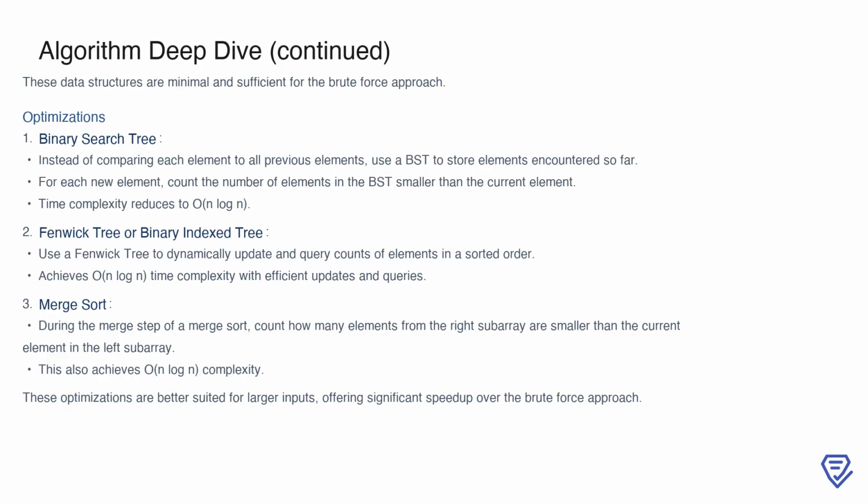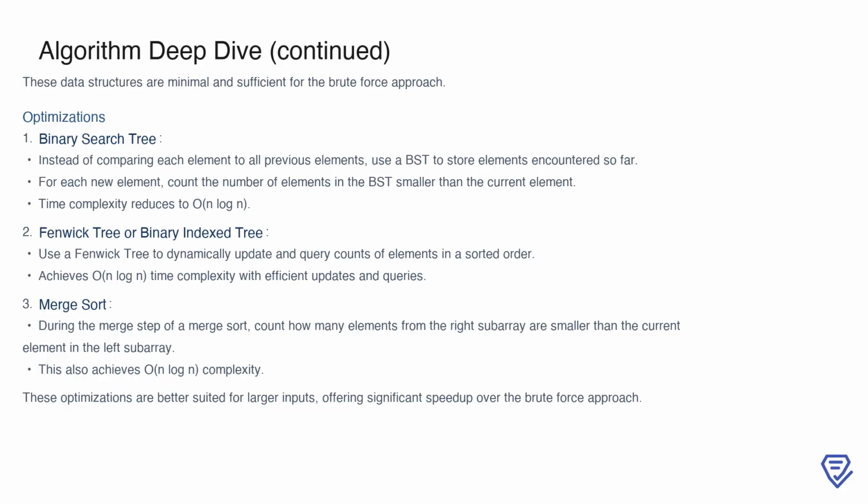To optimize this problem, we can use advanced techniques like a binary search tree, a Fenwick tree, or merge sort. A binary search tree allows us to store elements dynamically and count smaller elements in O(log n) time for each insertion, reducing the overall time complexity to O(n log n). Similarly, a Fenwick tree, or binary indexed tree, can dynamically update and query counts in sorted order, also achieving O(n log n) time complexity.